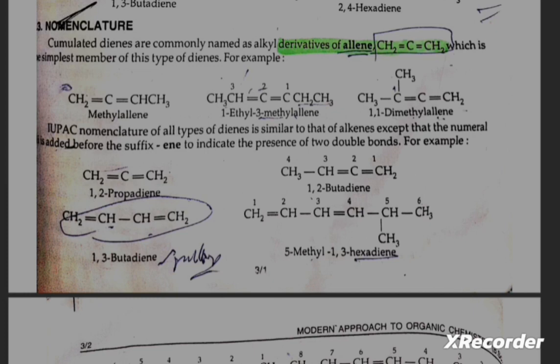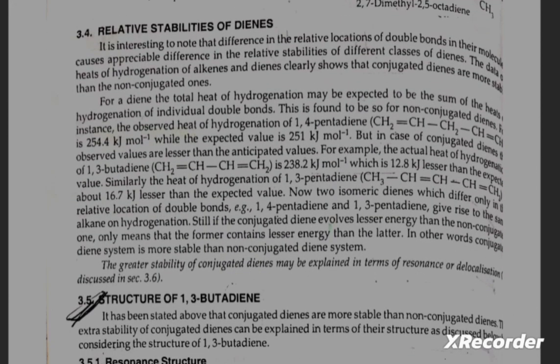IUPAC nomenclature of all types of dienes is similar to that of alkenes, except that the numeral "di" is added before the suffix "-ene" to indicate the presence of two double bonds. For example, 1,2-propadiene, 1,2-butadiene, 1,3-butadiene, 5-methyl-1,3-hexadiene, 1,5-heptadiene, 2,7-dimethyl-2,5-octadiene.